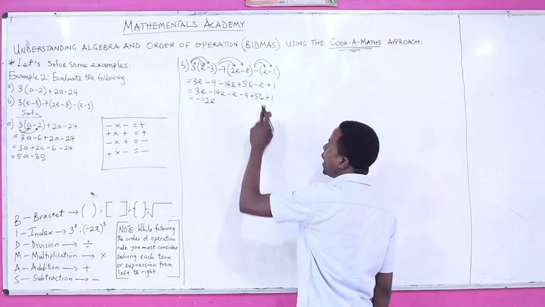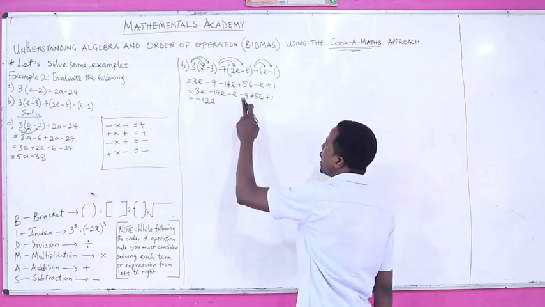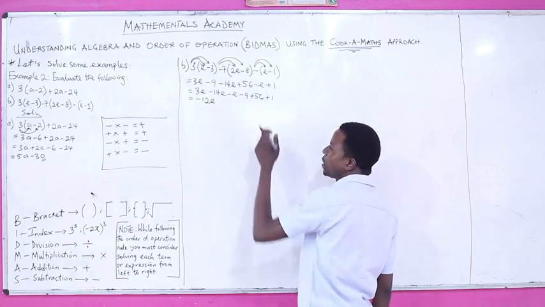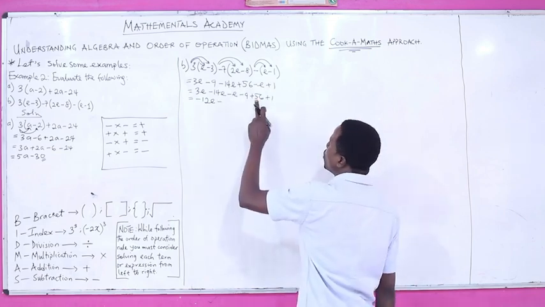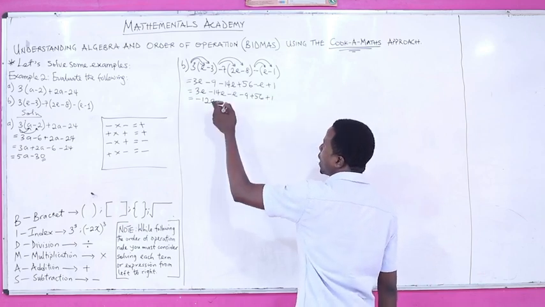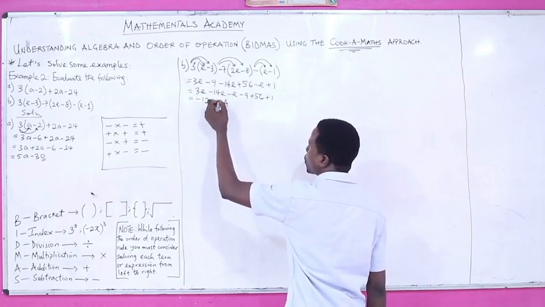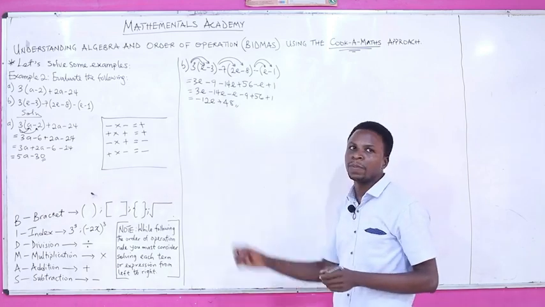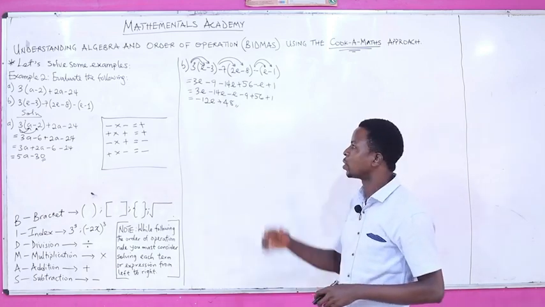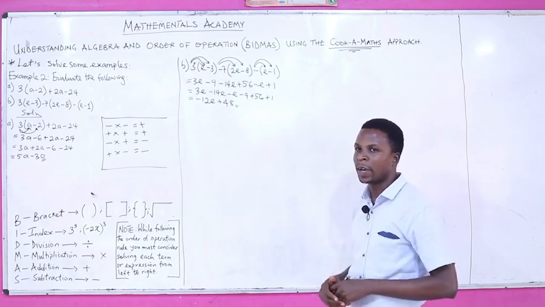So I'm owing 9 and I have 56. So when I give out 9 from 56, I have 47. So 47 plus 1, that's 48. That's plus 48. And this is our final answer. We cannot solve this because they are not like terms, so it can't be solved further. So this becomes our final answer.